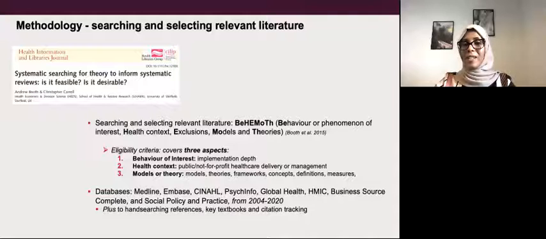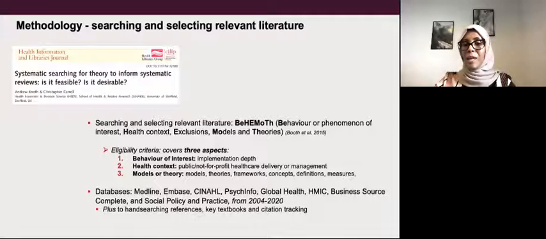This approach recommends combining three aspects, which are: one, behavior of interest, and in our case, this was implementation depth, and two, health context. And for us, we were interested in public or not-for-profit healthcare delivery or management. And three, models or theory, which for us meant including any studies developing or enhancing models, theories, frameworks, concepts, definitions, and measures about implementation. We ran the search across 8 different databases from 2004 to 2020.